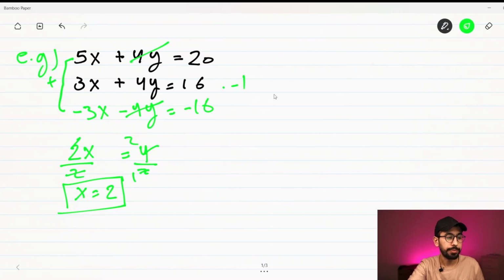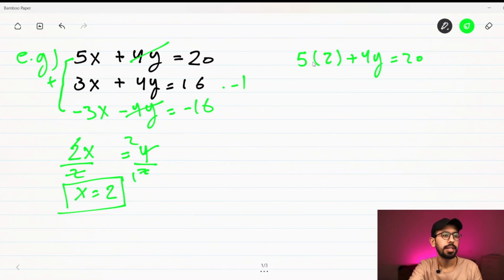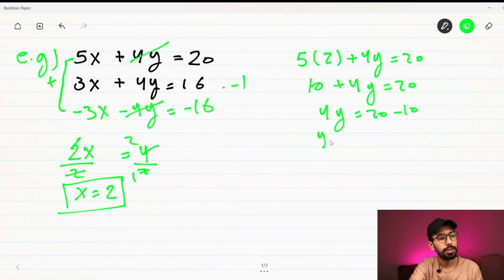Let's take the first one, for example. 5x, 5 multiplied by 2, plus 4y equals 20. 5 by 2 is 10, plus 4y equals 20. Now we need to move this 10 to the other side. It is a positive 10, so on the other side it will be a negative 10. 4y equals 20 minus 10. 4y equals 10. y equals 10 over 4, which is 2.5.